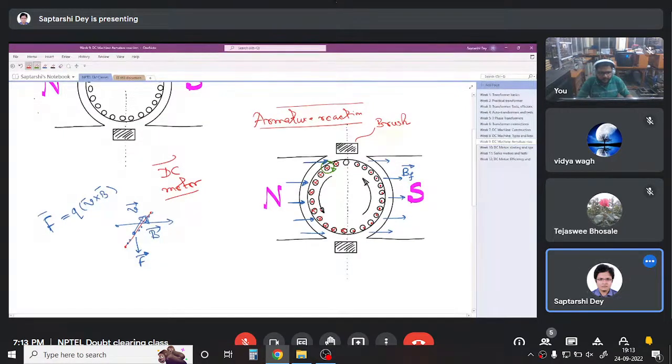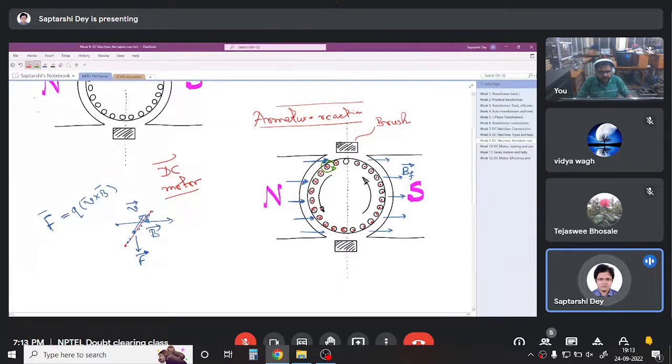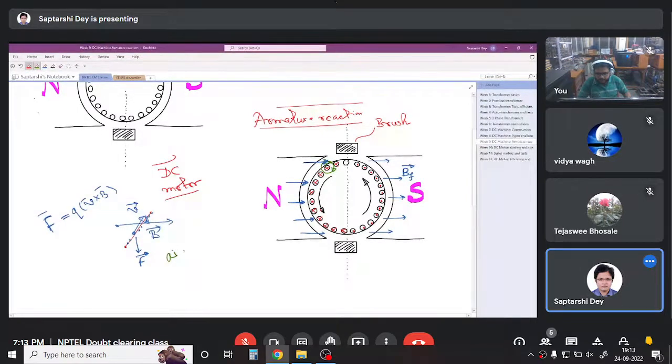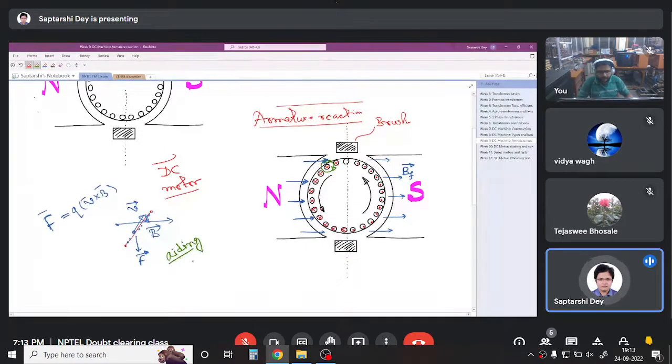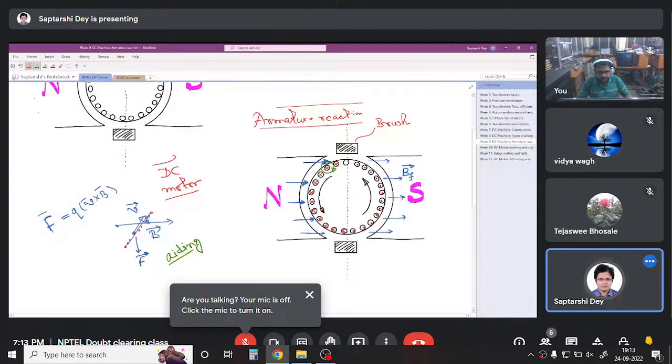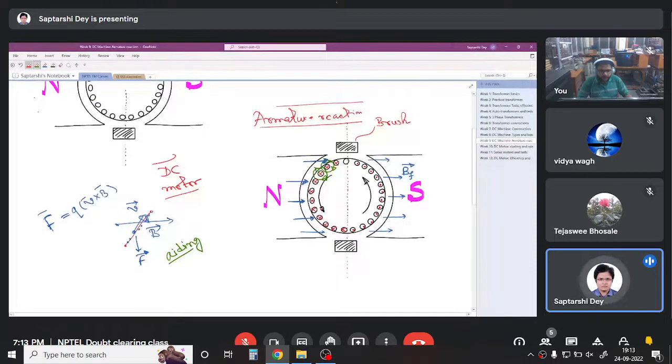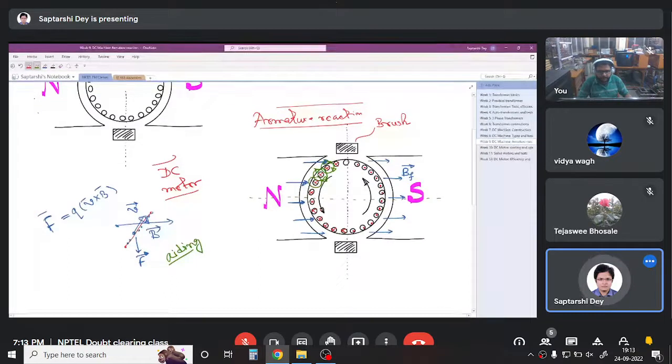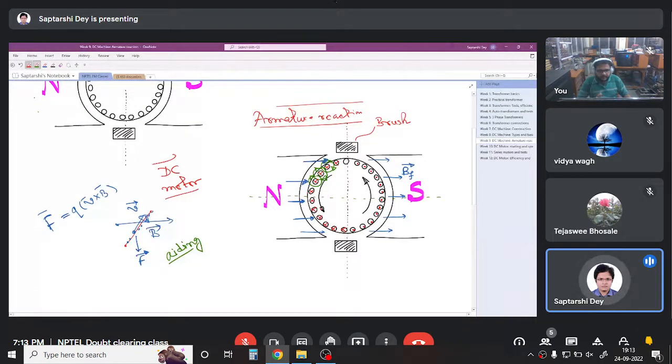So you see, the magnetic field created by this conductor is actually aiding. Aiding means helping the magnetic field created by the main field of the motor. Similarly, if you do it here, again the field is in this direction. All the magnetic fields created by all the conductors on the upper half are aiding the field created by the main field of the motor.